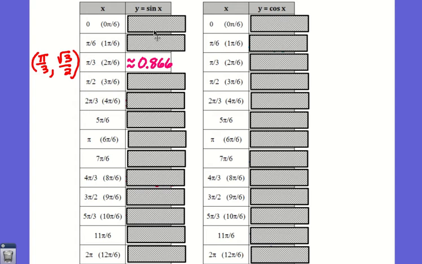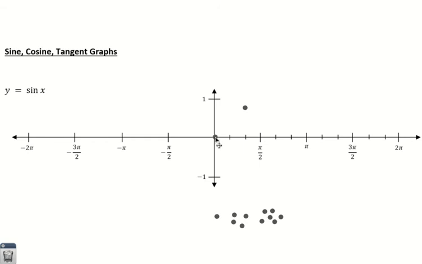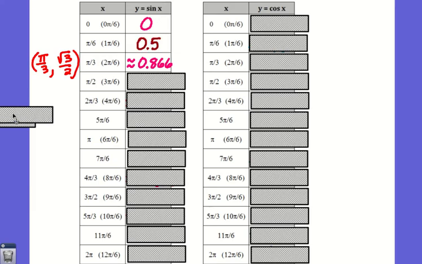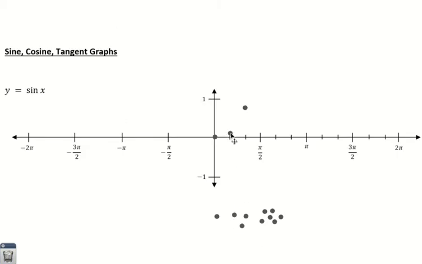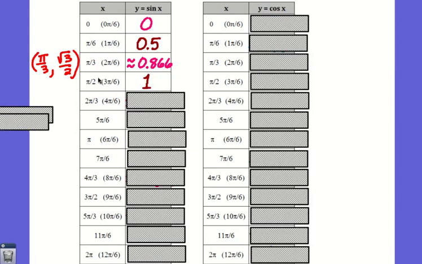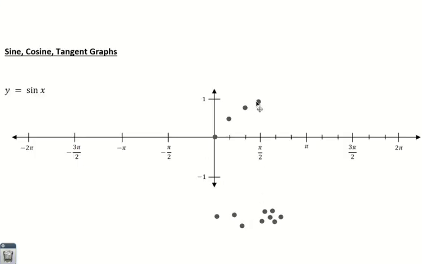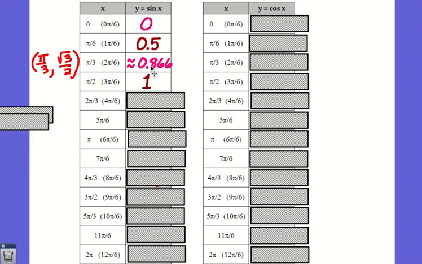So the sine of 0 would be 0. So that means 0, comma 0 is on the graph. All right. Pi over 6, which is like 30 degrees, would get you 0.5. So we have pi over 6, comma 0.5, which is like right there. Pi over 2, the sine of pi over 2 gets you 1. So right about there for pi over 2, comma 1, those coordinates.